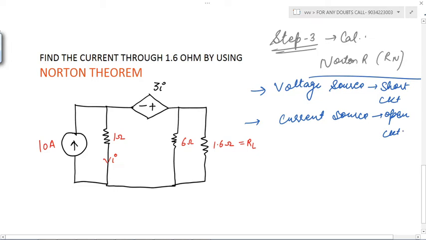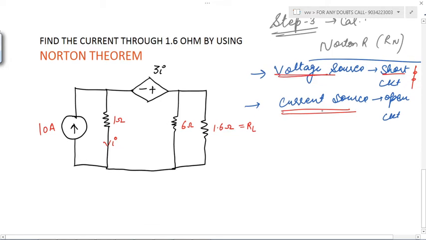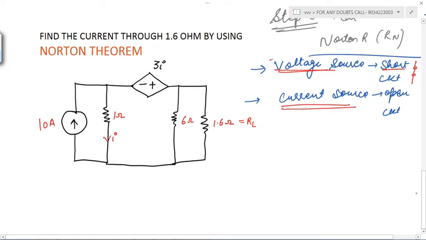You can remember it like this. Open circuit means you open the door for the current. Short circuit means closing, right? So you are closing the door for the voltage. Suppose, just imagine, currents are girls and voltages are boys, so you are opening the door for the girls but closing the door for the boys. You can remember it like that also.